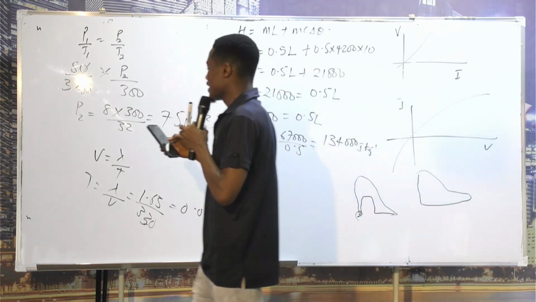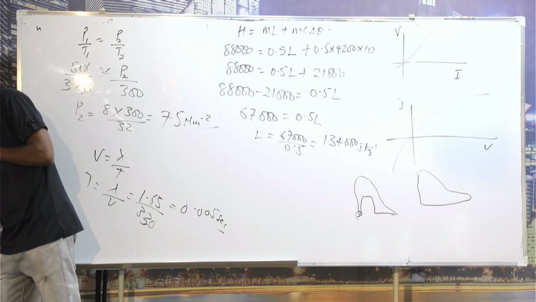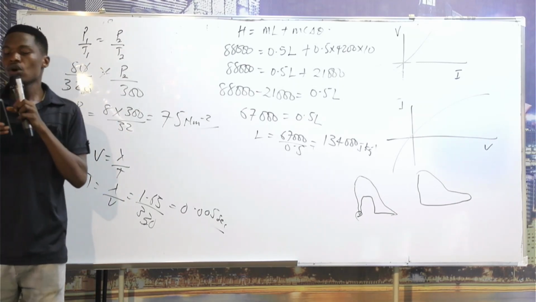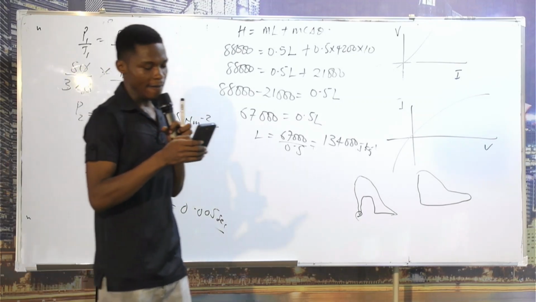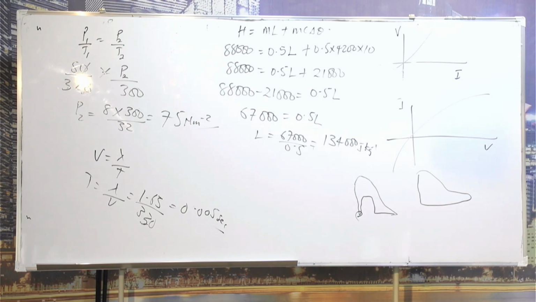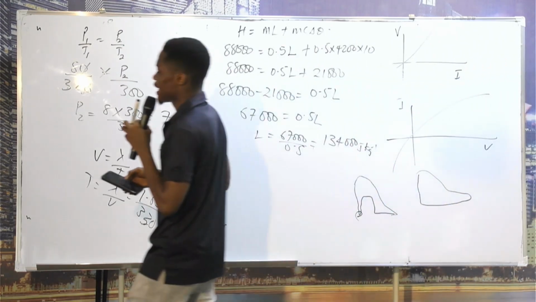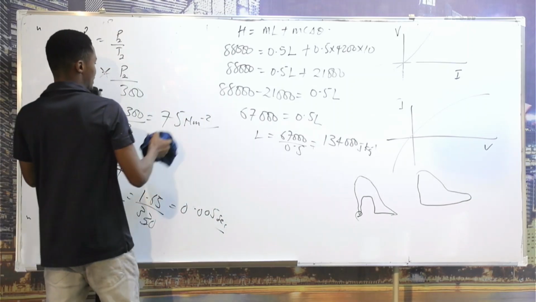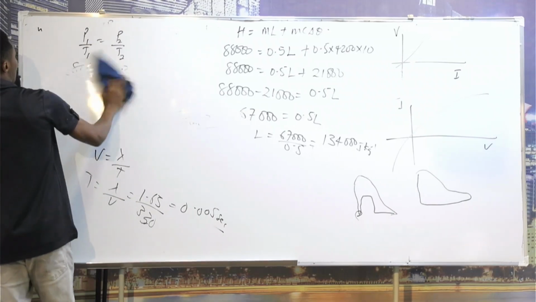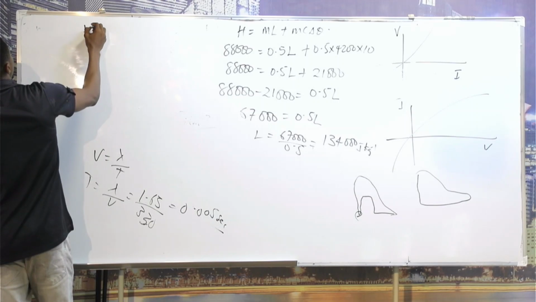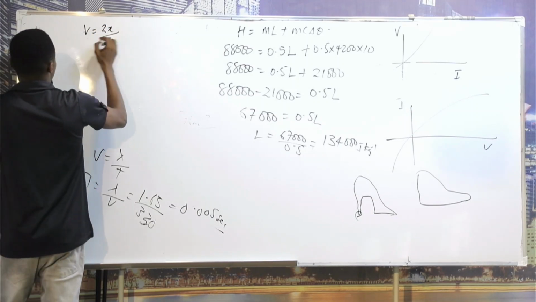A boy standing some distance from the foot of a tall cliff claps his hands and hears an echo 0.5 seconds later. If the speed of sound is 340 meters per second, how far is he from the cliff? What are you going to use there? The echo formula. V is equal to 2x over T.